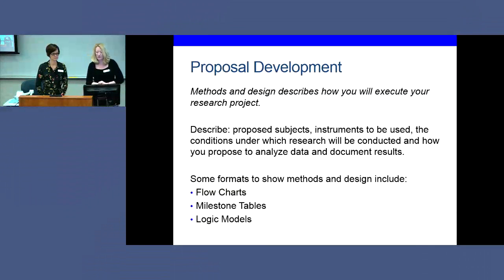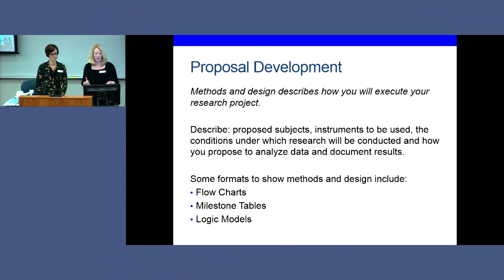Okay. So the next part of proposal development is methods and design. So you know what your need is or your problem statement is. You have your objectives, what you plan to achieve, but now you need to be able to tell the funding agency how you're going to do it. And this is important as well. It's actually how you're going to execute your research proposal.